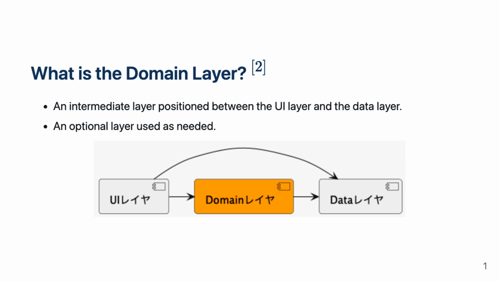First, let's review what the domain layer is. The domain layer is the layer located between the UI layer and the data layer. This layer is used only when necessary. In Now in Android, we only use the domain layer when retrieving followed topics or search results.